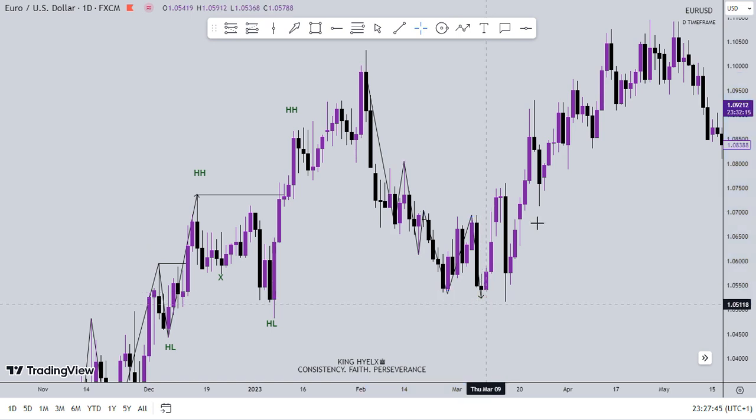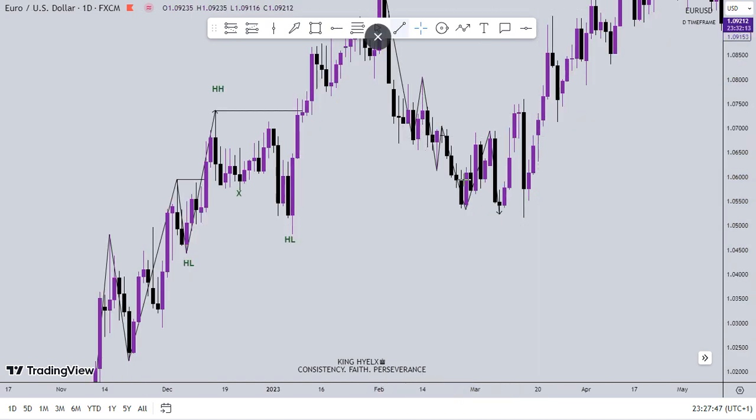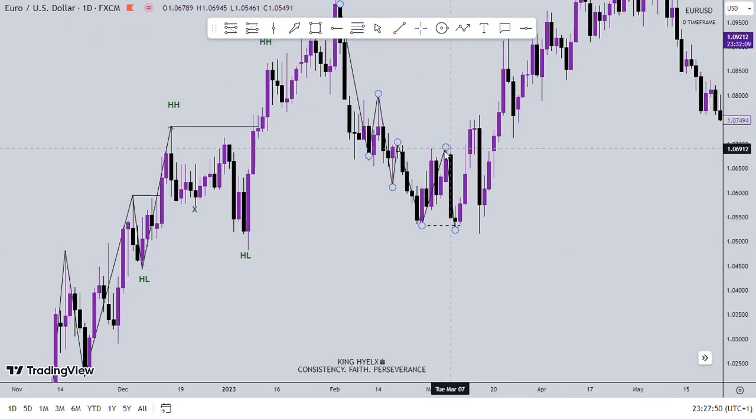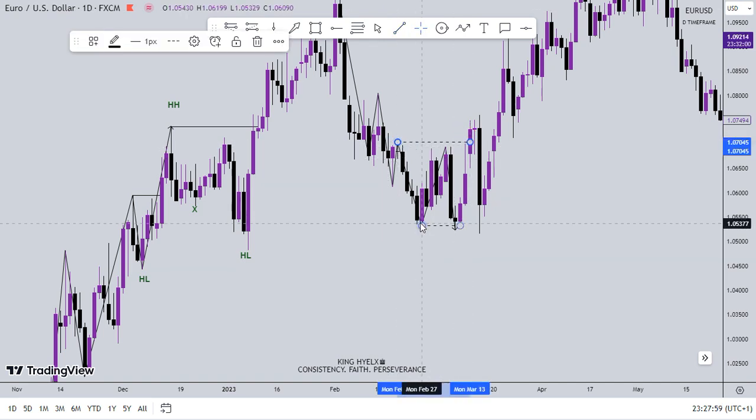But what do we see? We see that price did not break structure below the wick, so this is not our valid lower high, right? This is our valid lower high. And then what do we see? Price never broke this lower low. Instead, it came and broke our last lower high.